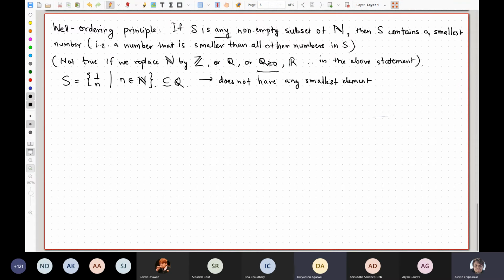Yeah, exactly. Right. You can define some weird order on the set of rational numbers so that every non-empty set is actually going to have a smallest element. We are going to see such examples.